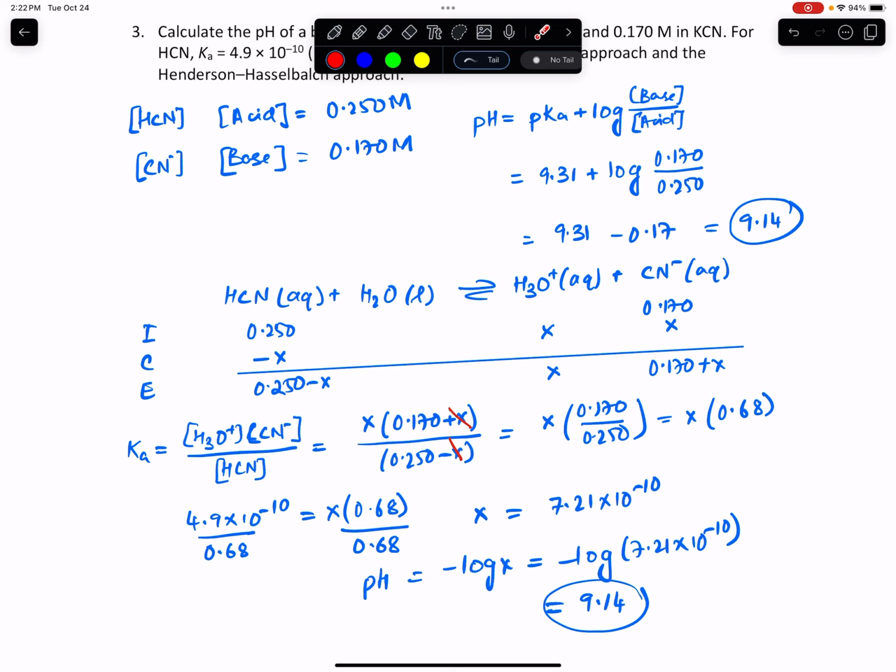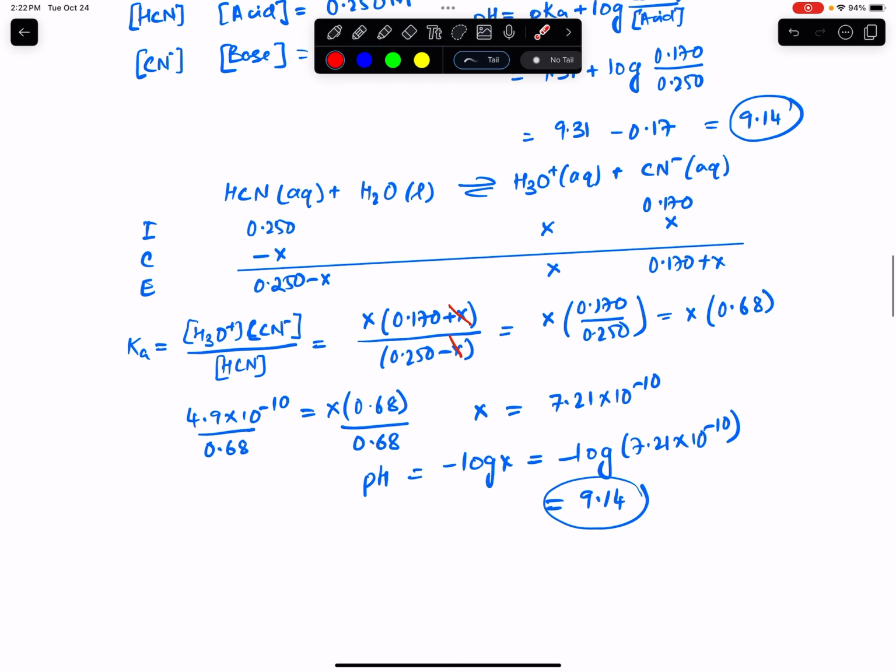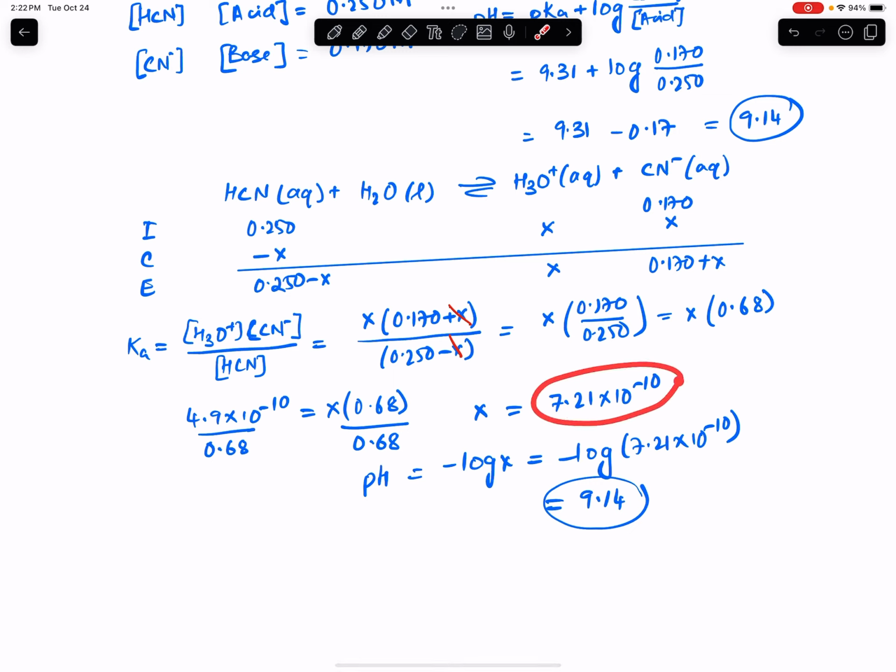The one last thing you want to do is check X, because we made an assumption that X is really, really small. To check that, we take the value of X that we got and divide it by the quantity it was subtracted from or added to. If we get 0.05, so 5% or less, then the assumption is correct. Because this number is so tiny, just look at the power of 10. It is such a small number compared to this one or this one. Therefore, we can safely say that our assumption is correct.